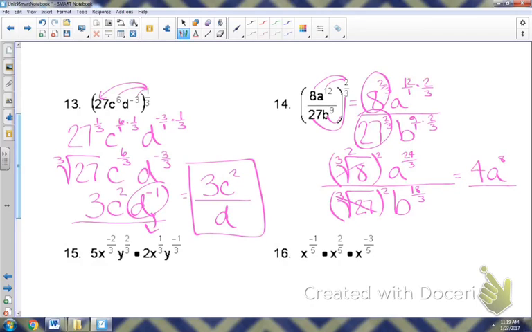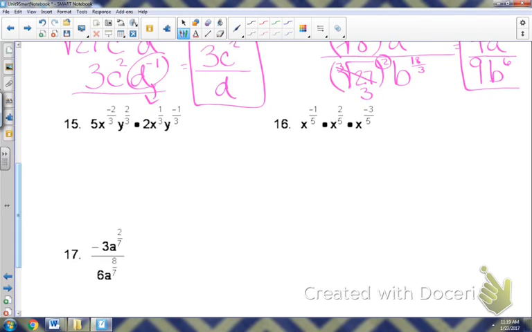Cube root of 27 is 3, but we have to square it, so that's going to give us 9. And then we would have B, 18 divided by 3 is going to give us 6. Notice that A and B are different bases, so we can't divide them. So that would be our final answer. So again, if you have a number as your base, make sure that you evaluate it. See what it equals.